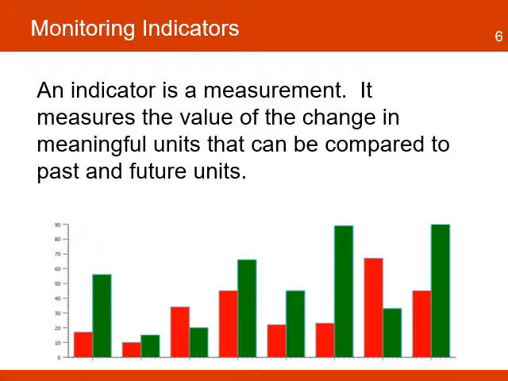An indicator is a measurement. It measures the value of the change in meaningful units that can be compared to past and future units. In the example chart, the red bars are our indicators at the baseline level for 8 communities. The green bars show the progress that is made in the project at a specific date.